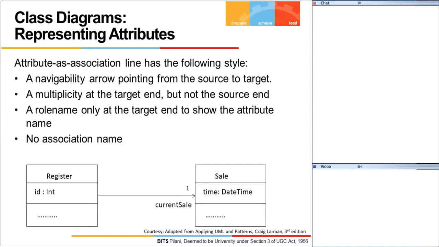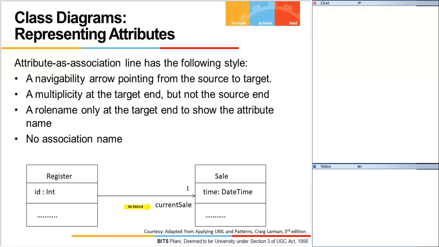The other way of representing the attributes is this notation, wherein I am putting an association line signifying that the Register class has an attribute of the Sale class which is named currentSale, okay, and its multiplicity is 1. So my Register class has one attribute of type Sale, right, and it is named currentSale.